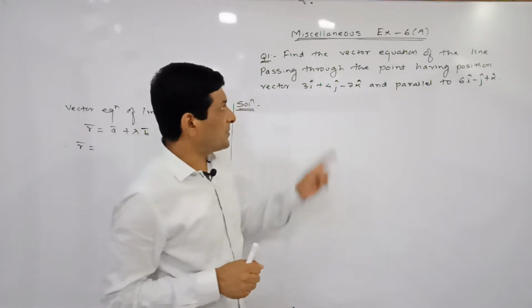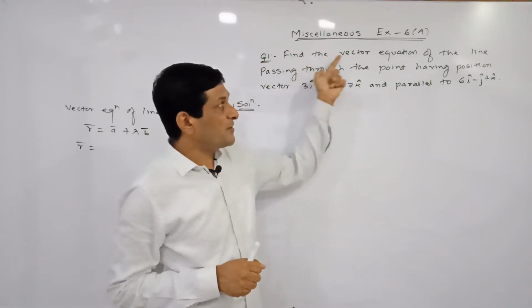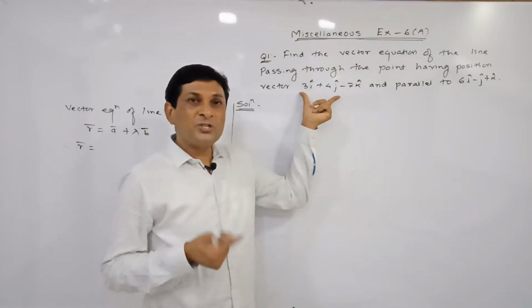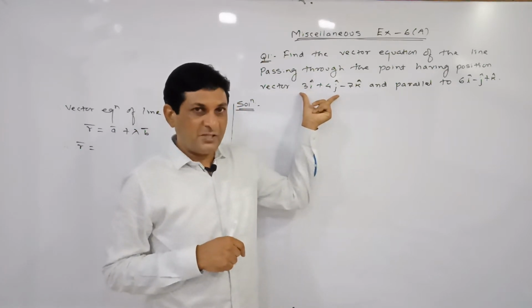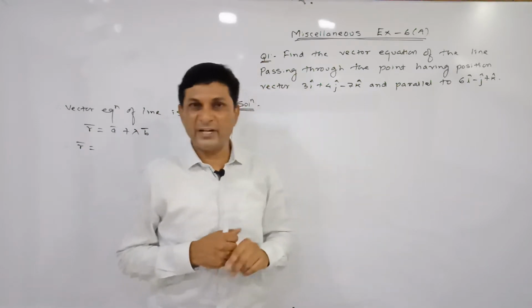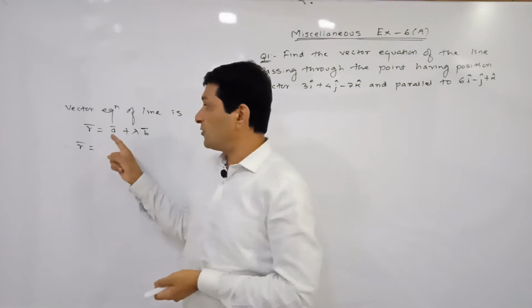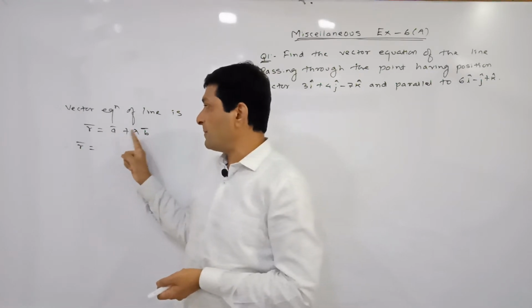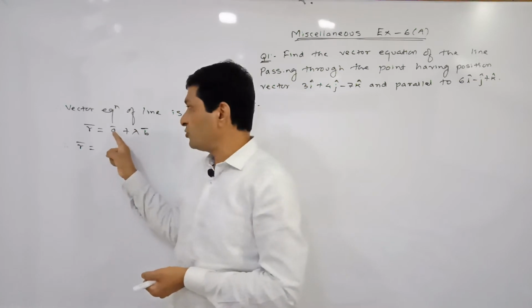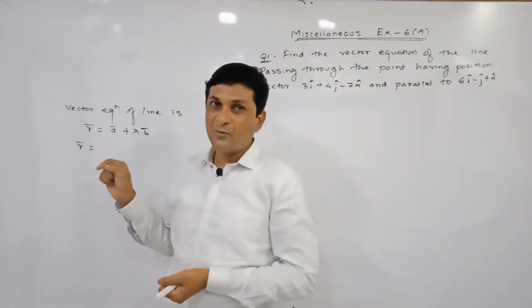Observe the first example. In the first example, we are finding the vector equation of a line passing through one point. So the position vector of one point on the line is given to us. Already we have two formulas to find the vector equation of a line, and one of the formulas is r bar is equal to a bar plus lambda b bar. To apply this formula, we will require two values, a bar and what? b bar.